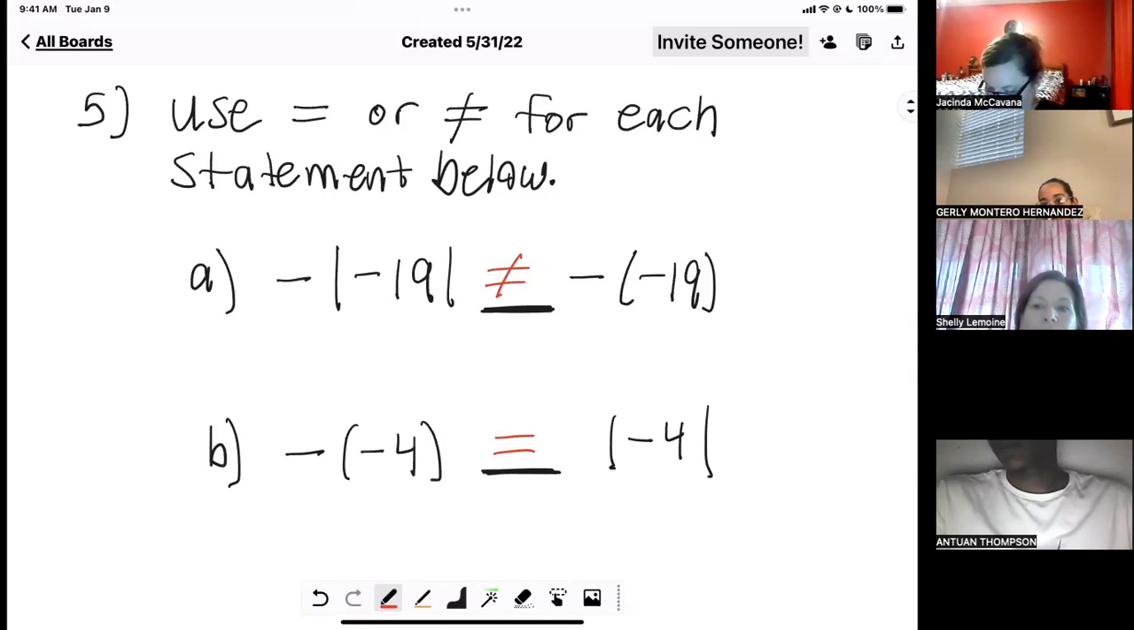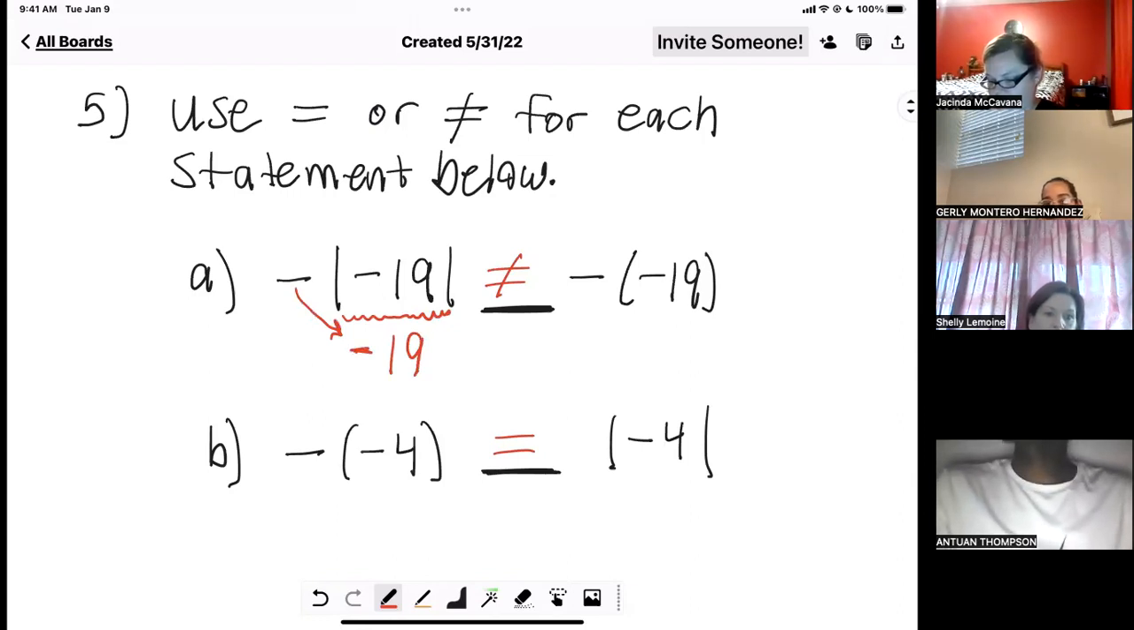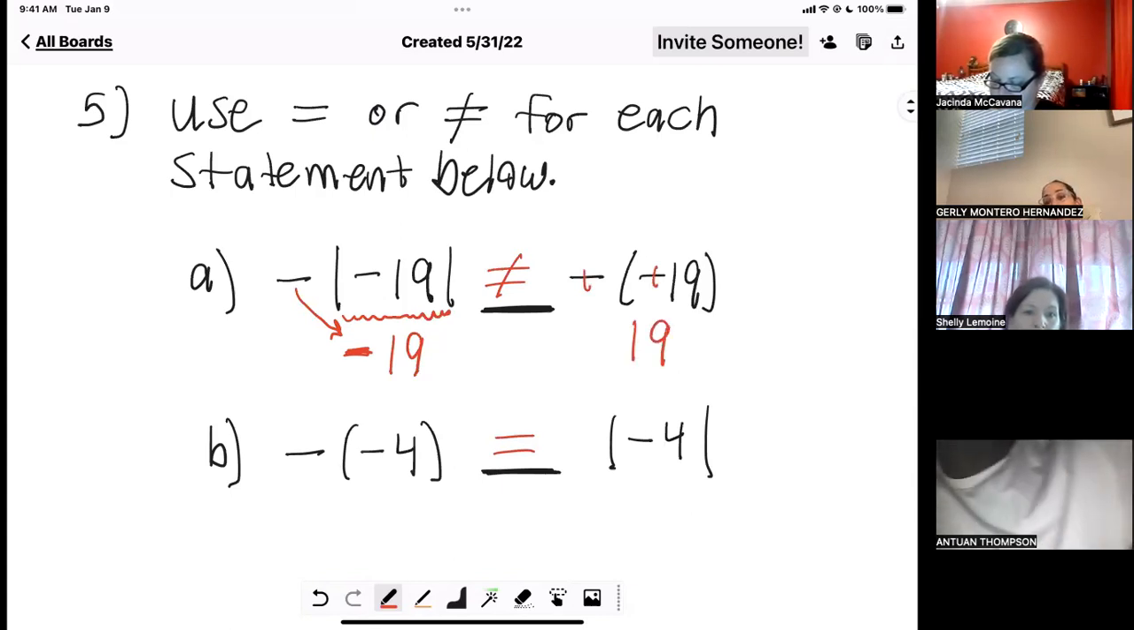So let's look at A. I'm going to do the parentheses first, which is the absolute value. The absolute value of -19 is 19. And then I bring down the negative sign on the outside. And then on this side, I have the opposite of a -19, which I know makes +19. And that's why they're not equal to each other.